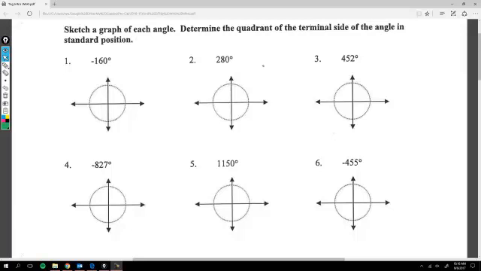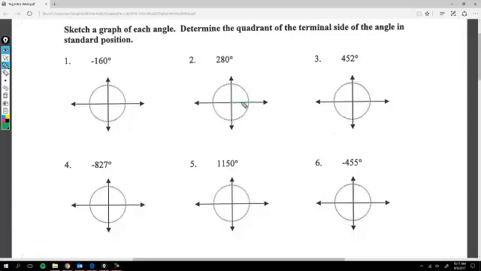Hi everyone, we are talking about angles, and the first thing we're going to do is skip ahead to number 2 here. We're going to go back to number 1 later. What they're asking us to do is sketch a graph of our angle. So basically just sketch where the angle is and determine what quadrant we end up in. Terminal just means end, so it's asking us which quadrant our angle ends in. Well, we're starting with number 2 because it's more akin to what we've done in the past.